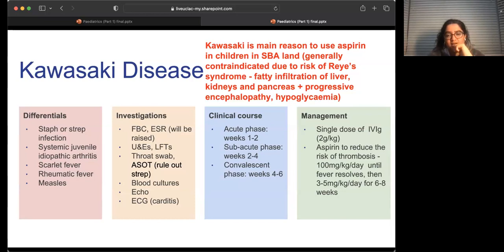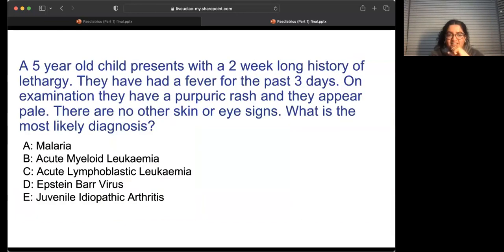And you give aspirin, by the way, to prevent the coronary artery aneurysm. The reason why that happens is apparently because this is a weird disease. It's a vasculitis, and it causes inflammation of the vessels, and this ends up leading to a higher risk of having coronary artery aneurysms. Okay, I think these are one of your last questions.